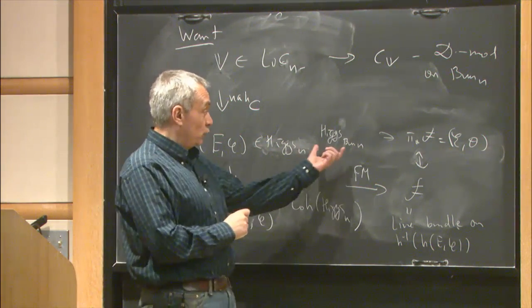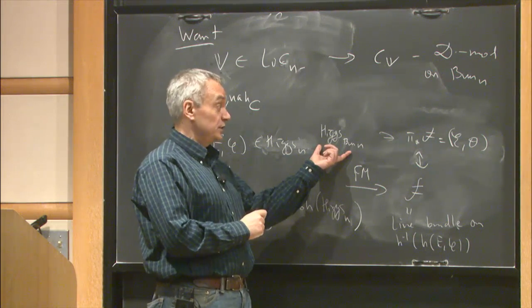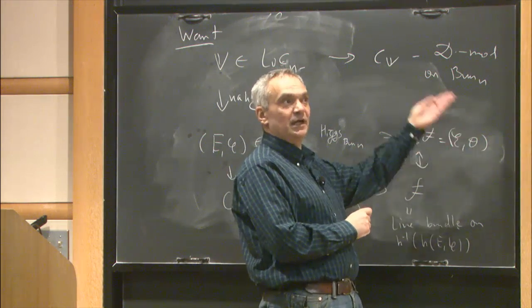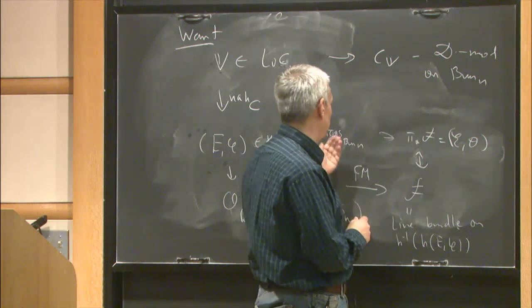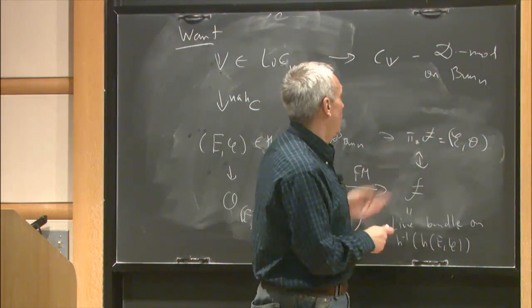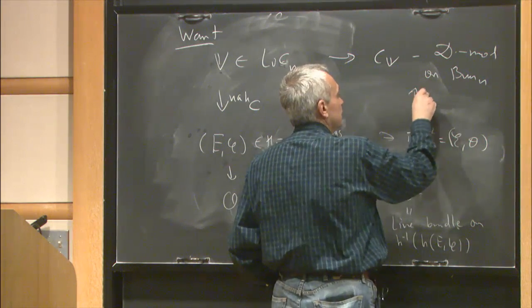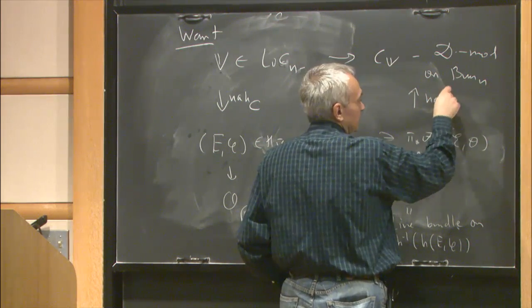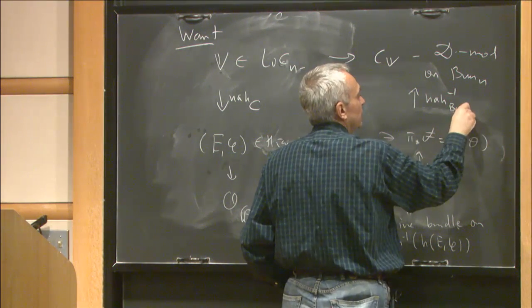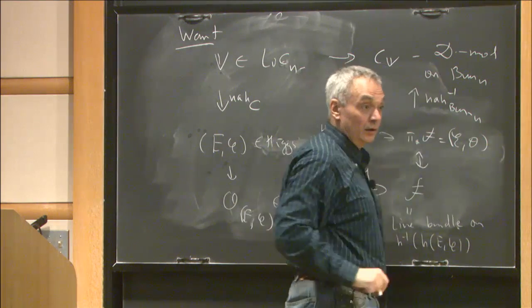And now, you could apply the non-abelian Hodge correspondence to that Higgs sheaf, if it's semi-stable with vanishing Chern classes. Then you can just apply the non-abelian Hodge correspondence in reverse on Bun N and get a D-module.